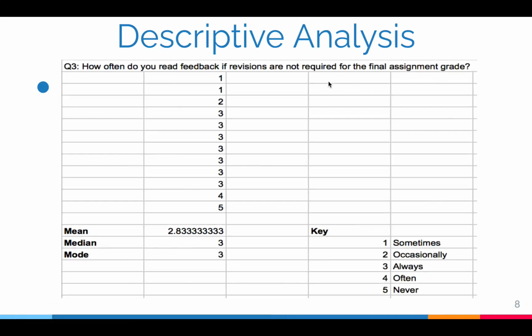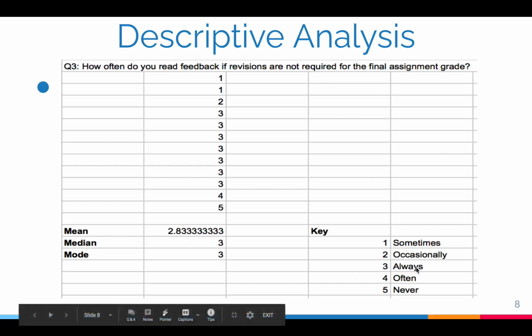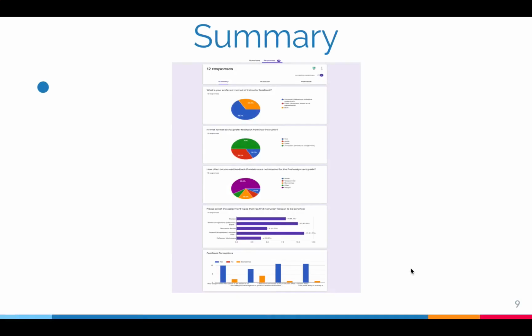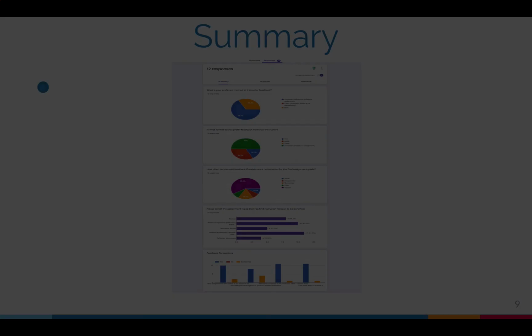How often do you read feedback if revisions are not required for the final assignment grade? So we can see here that the median and the mode were 3, always, with a mean of 2.833, which is close to 3, but right between 2 and 3. So most students answered occasionally or always. Here's a summary and the graph to go along with the responses.